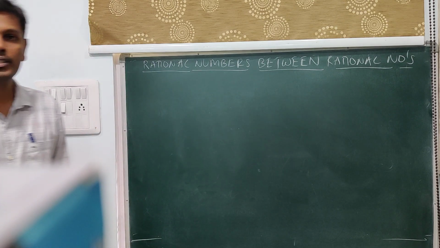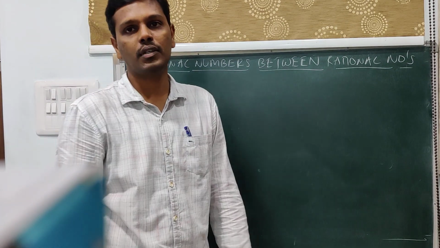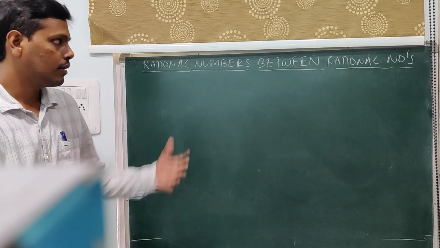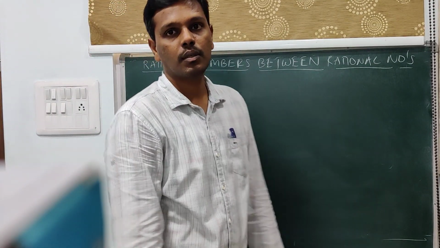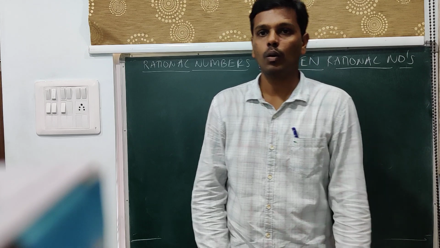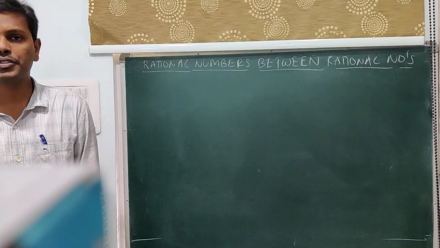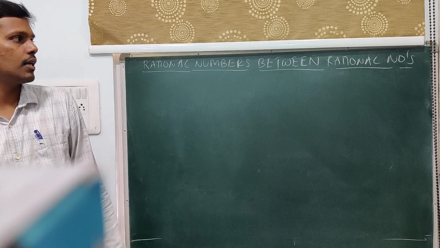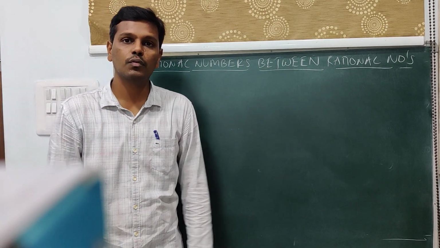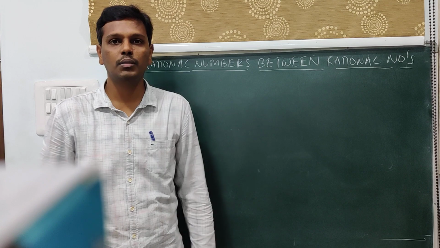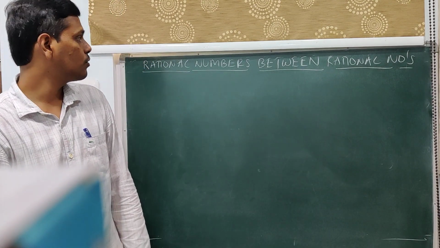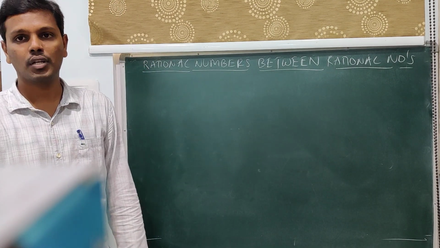Good morning. Today we'll be discussing finding rational numbers between rational numbers. For finding rational numbers between rational numbers, we go about three methods. One is called the mean method. Second one is using like fractions. The third one is using the corresponding decimal forms of the given rational numbers. So these are the three methods which we go about in order to find the rational numbers between rational numbers.